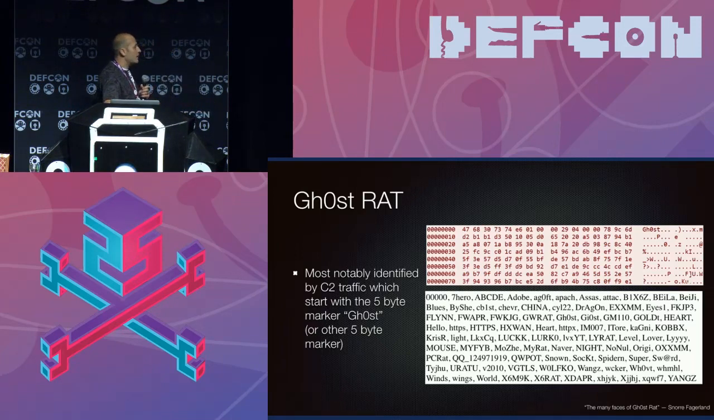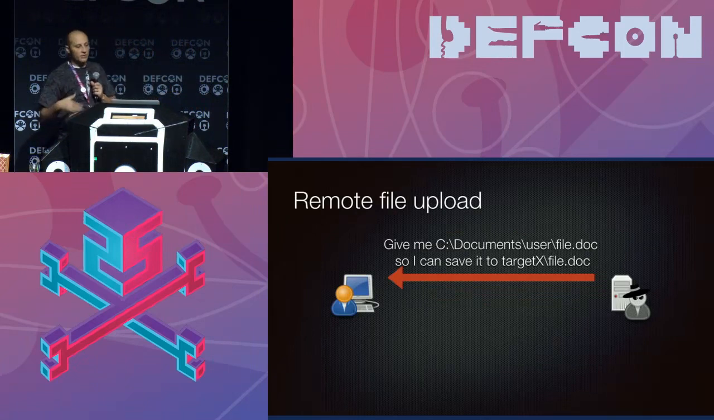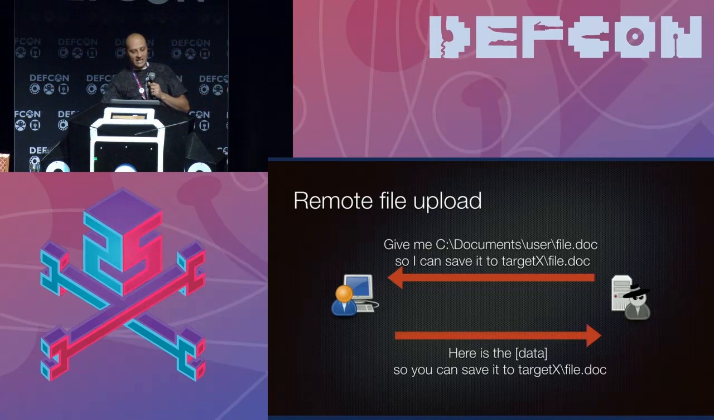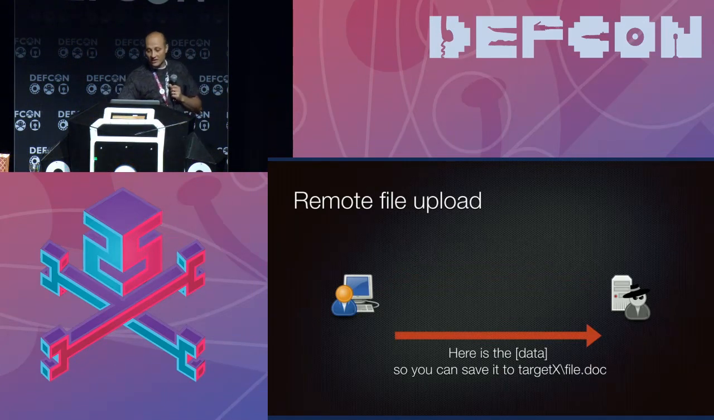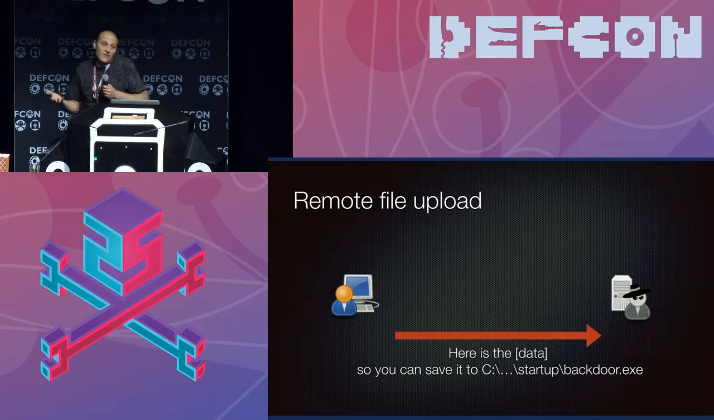And like XtremeRAT, it had a very similar logic bug, but this one is the other way around. When it's requesting a file from its victim, it will tell the victim, hey, give me your local file, document user file.doc, so I can save it to this path. The victim's like, well, that's very nice. Here's the data, you can save it to that path. Oh, by the way, I also have this second file that I'd like you to save to your startup folder. And sure enough, if you know the path to their startup folder, it'll put it right there.